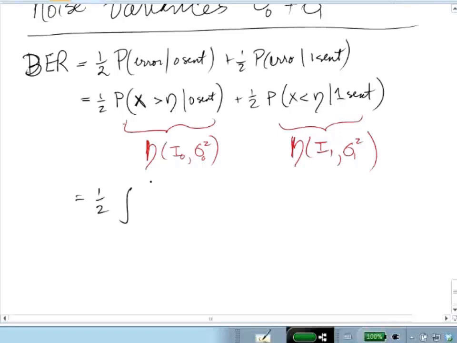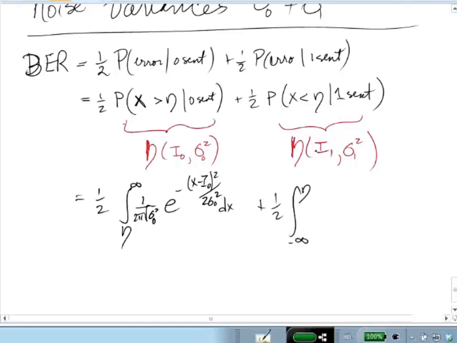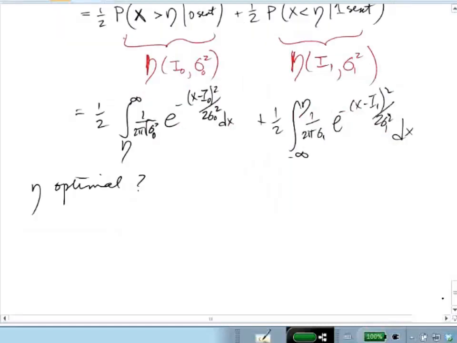The probability that x is greater than theta is just the integral from theta to infinity of the probability density, and the density here is 1 over the square root of 2 pi sigma 0 squared, and then e to the minus x minus I0 squared over 2 sigma 0 squared dx, etc. And here it will be from minus infinity to theta, 1 over the square root of 2 pi sigma 1 squared, e to the minus x minus I1 squared over 2 sigma 1 squared dx. Theta optimal, how would I find it? For equiprobable data, I would like these two equations to be equal. These two representations of the Gaussian. So this happens at the intersection.